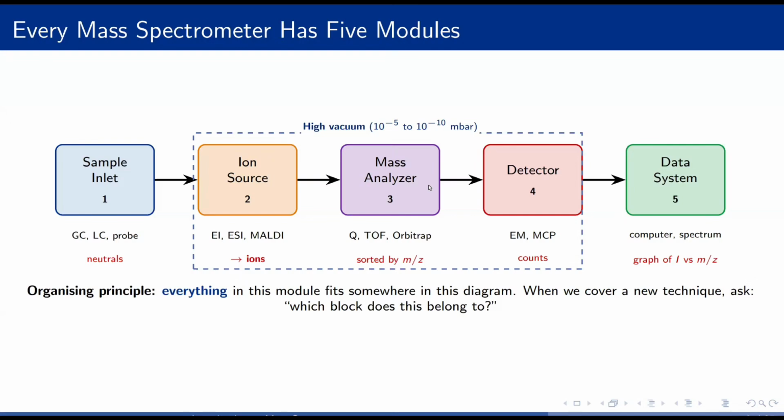Module 2, the ionization source. This is where neutral molecules become ions. This is the subject of our next lecture. The choice of an ion source is arguably the single most consequential decision in designing an MS method. Pick the wrong source and your analyte never reaches the detector.